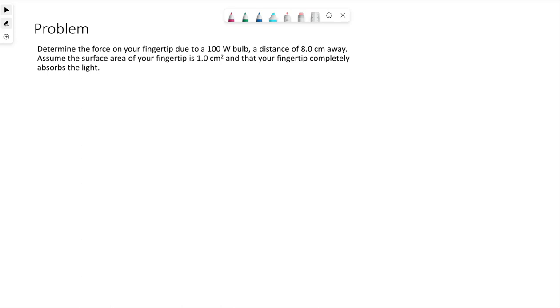Now, our fingertips do not completely absorb the light, but the reason we're making that assumption is because that is the equation that our author has chosen to give us. So again, radiation pressure. We have this line in our test notes with these equations.